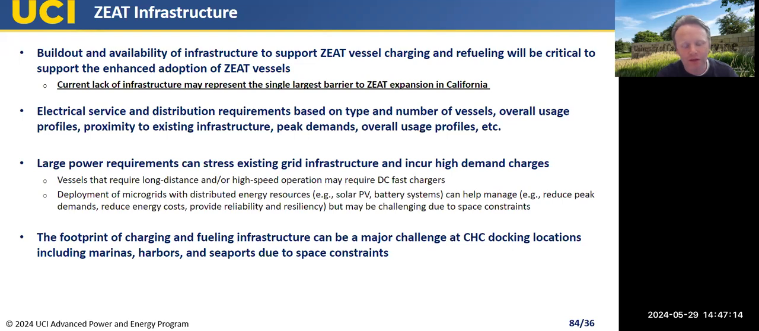On the other hand, a lot of these locations, these dockside locations or ports or marinas, harbors, are very space constrained, right? There's not a lot of available land. So to put in a microgrid could be very challenging.